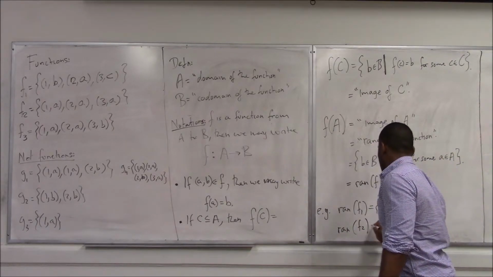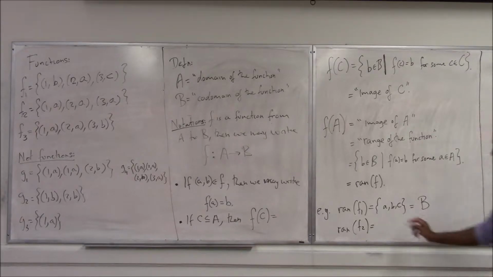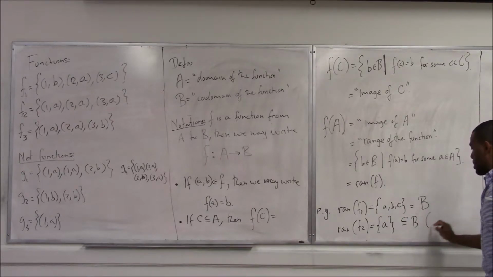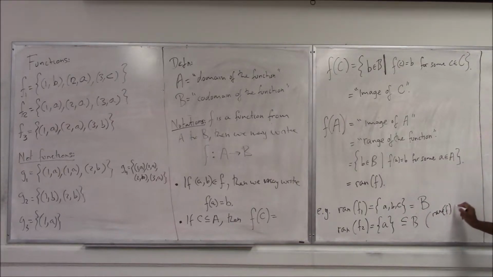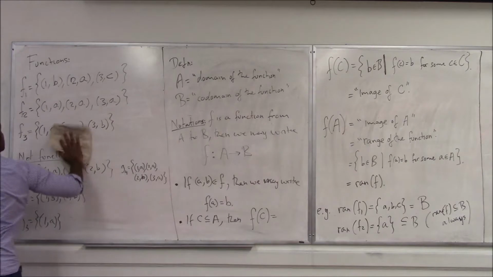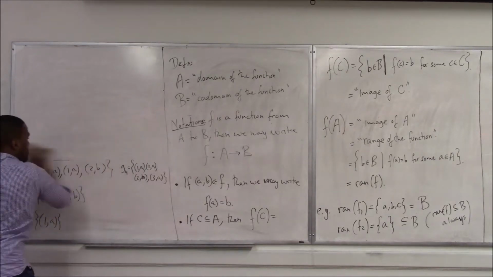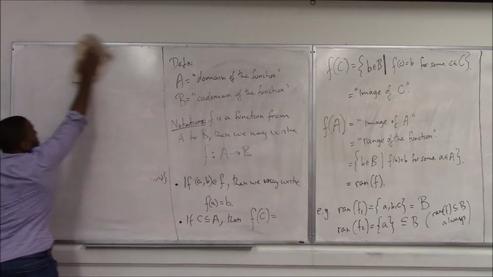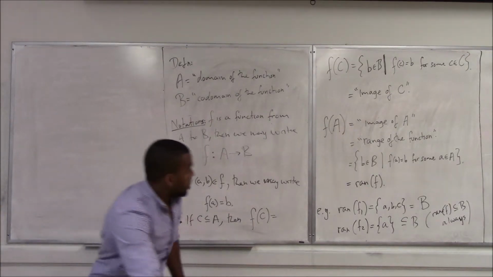What was the range of f2? It's literally just the set A. Notice that it's a subset of B. By the way, the range is always a subset, because you are choosing elements of B, just the ones that were assigned in your function. And also the range of f3 would just be the pair a, b, the set of two elements. Notation is going to be important because it's going to help us prove a lot of things.